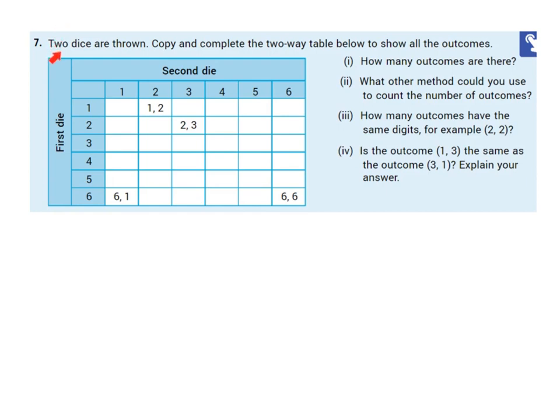Question 7. 2 dice are thrown. Copy and complete the two-way table to show all the outcomes. So the first die, the possible outcomes are 1, 2, 3, 4, 5 and 6. The second die, the possible outcomes are also 1, 2, 3, 4, 5 and 6. So you need to copy this out and fill in the blanks.